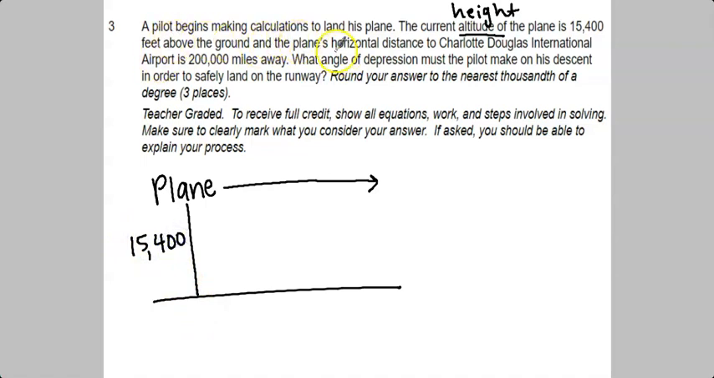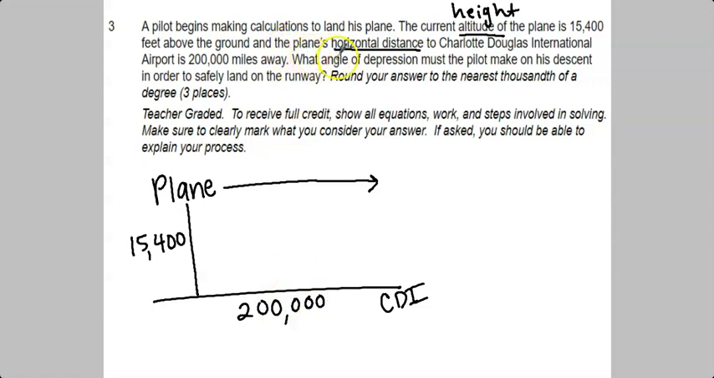And then it says the plane's horizontal distance to Charlotte Douglas International Airport is 200,000 feet away. So this horizontal distance, that's important to us because horizontal is a flat line. So it's saying pretty much along the ground, like if you were to draw a pen line from where the plane is all the way to where the airport is. So again, Charlotte Douglas International, that distance is the 200,000 feet.